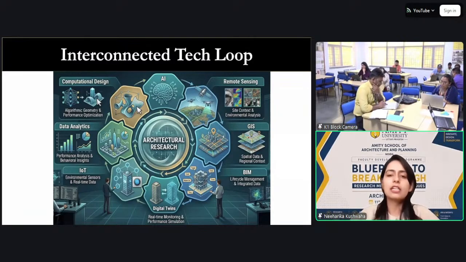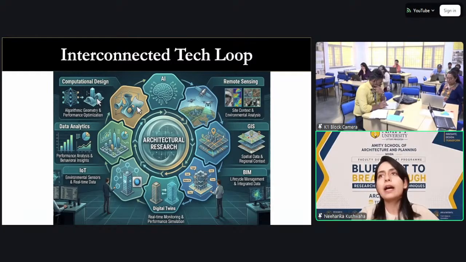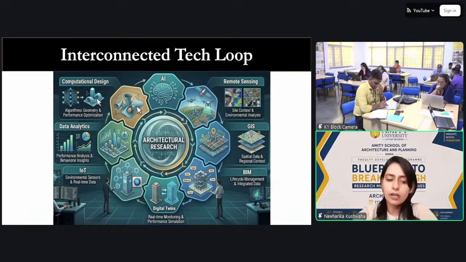And through this session, I'll try to use this platform to give a little bit of insights into some of these tools. As I said earlier, there are n number of tools, but we'll try to touch upon a few of them. And they are the current emerging technologies in the field of our architectural research.